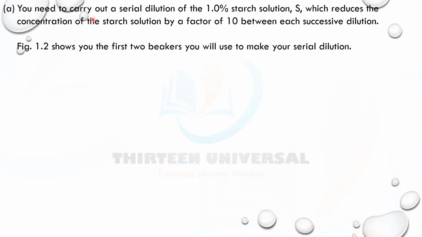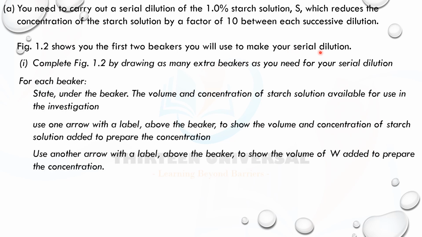Next part, you need to carry out a serial dilution of the 1% starch solution S, which reduces the concentration of the starch solution by a factor of 10 between each successive dilution. So you see, serial dilution by 10, that's tenfold. Fig 1.2 shows you the first two beakers you will use to make your serial dilution. Okay, so these are instructions.